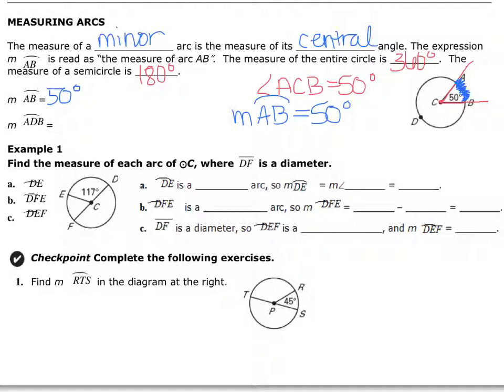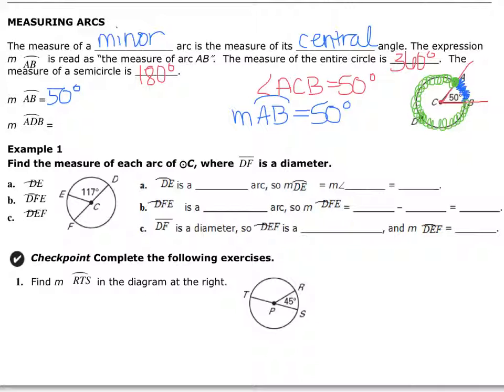Now ADB, so that's again where I told you that the order of the letters is very important. You have to follow the order of the letters. So we start at A here, and then the next letter it tells us to hit, remember it's kind of like connecting the dots, is D. So we have to go all the way around, and we have to hit D, and then we have to go all the way to B.